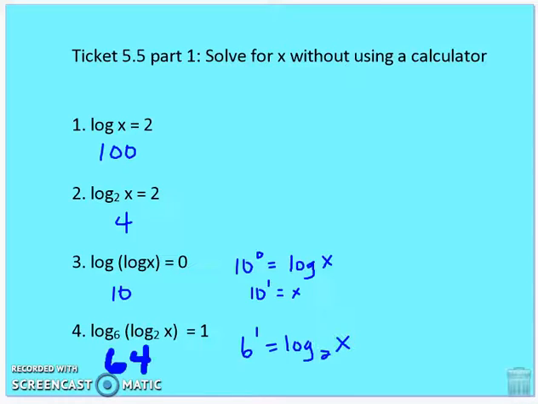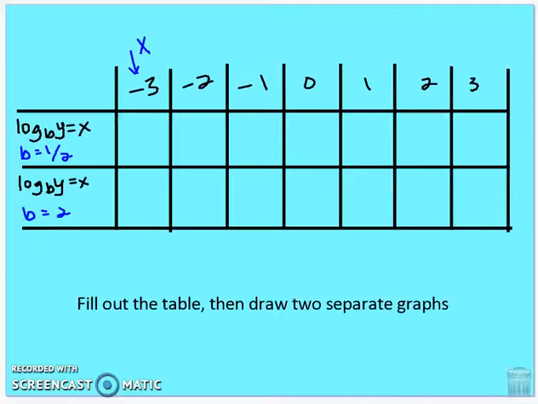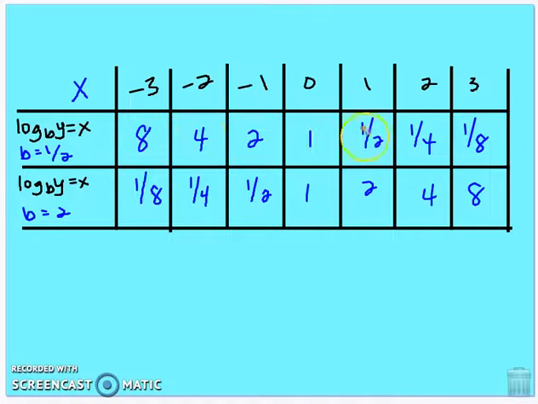All right, so we're going to move on from this. All right, graphing logs. I have a table here for you. You're going to fill out this graph while I pause for a moment. And then you're going to create two separate graphs based on the table. All right, so you're going to fill out the table, and these are the values you should get.